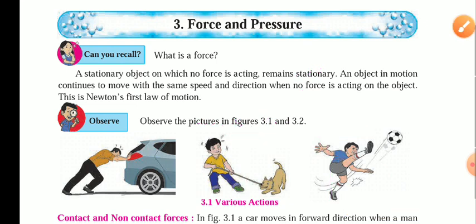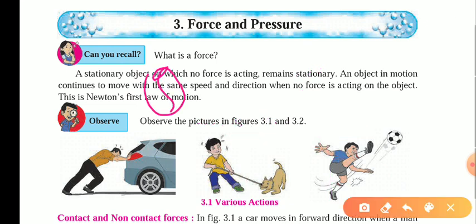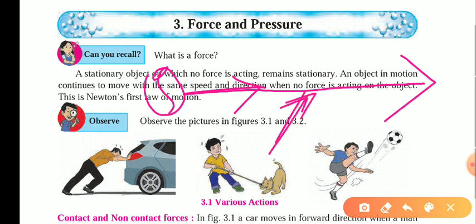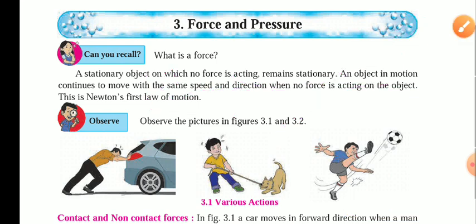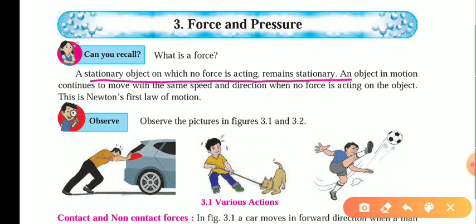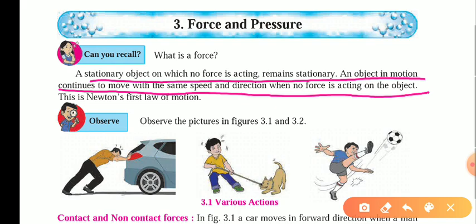Another part is, if a ball is moving, it will continue in the same direction unless someone is hitting it in between. If I am hitting it in between, what will happen? The direction will change. So Newton's first law states that a stationary object on which no force is acting remains stationary. An object in motion continues to move with the same speed and direction when no force is acting on the object. This is Newton's first law.